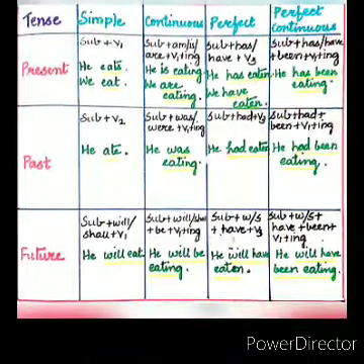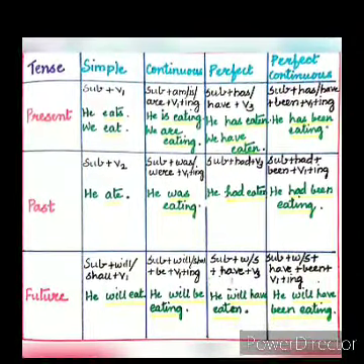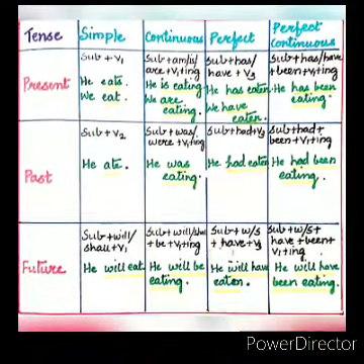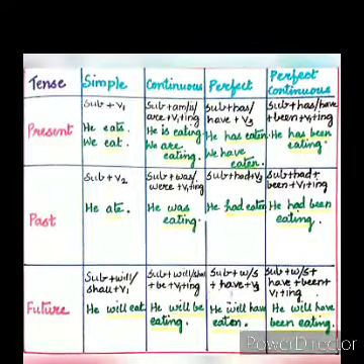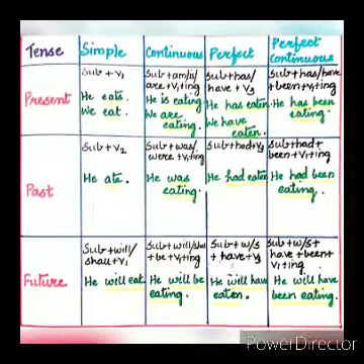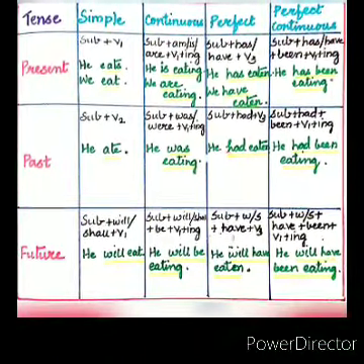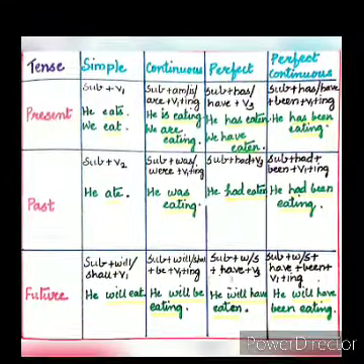For past continuous tense, subject plus was or were plus verb 1 plus ing form is used. For past perfect tense, subject plus had plus verb 3 is used. Past perfect continuous tense, subject plus had plus been plus verb 1 plus ing is used.